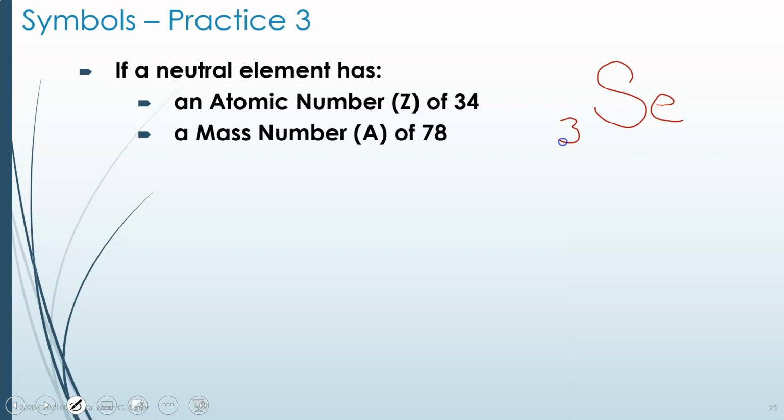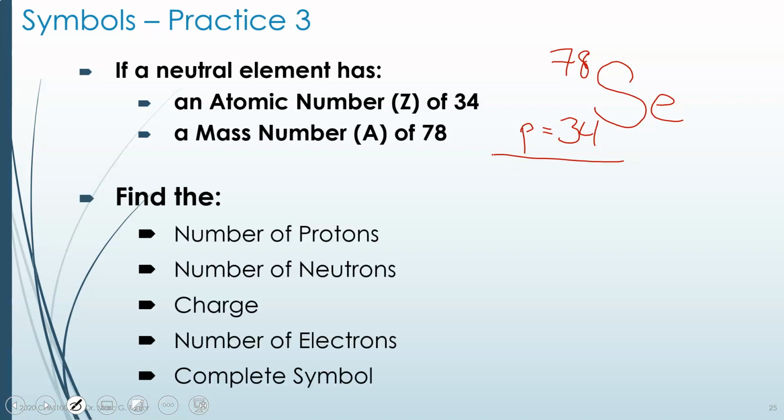So we know this number is 34. We can write that right in there. We are told the mass number is 78. Okay, well that makes it easy. So we now know the number of protons, and we know the number of protons plus neutrons. That'll allow us to calculate the neutrons. So what are we asked for? Well, we're asked for everything. The number of protons is 34. That was easy. The number of neutrons is the difference between 78 and 34, so that would be 44 neutrons.